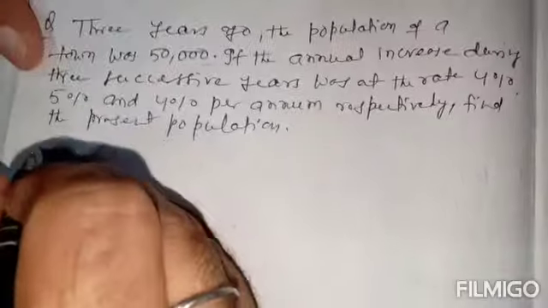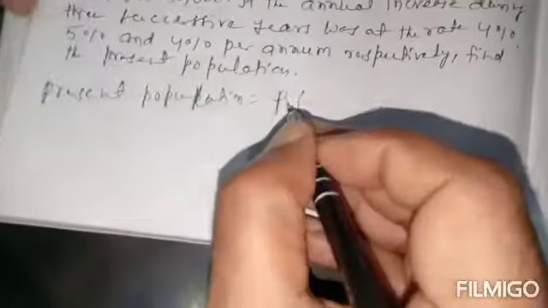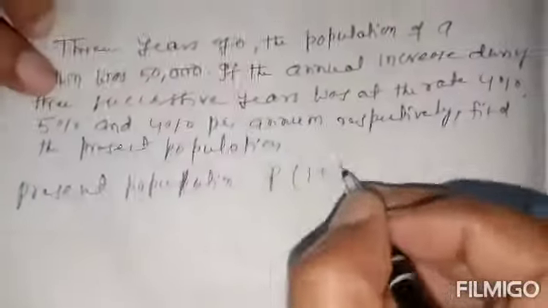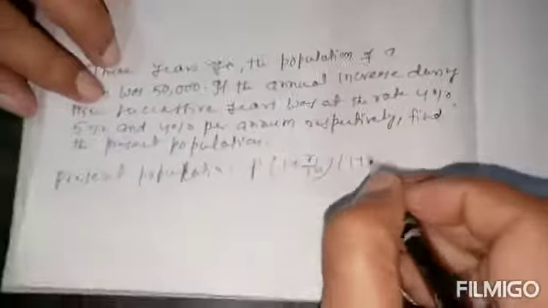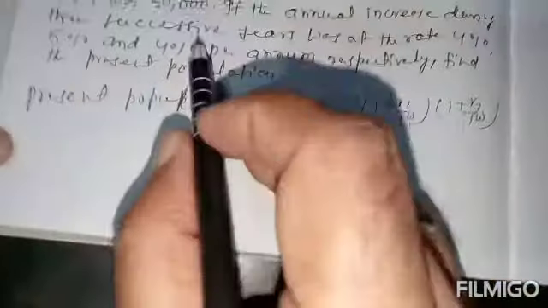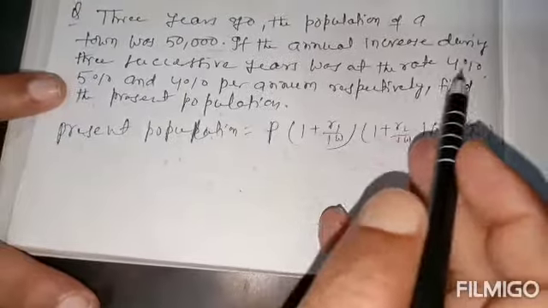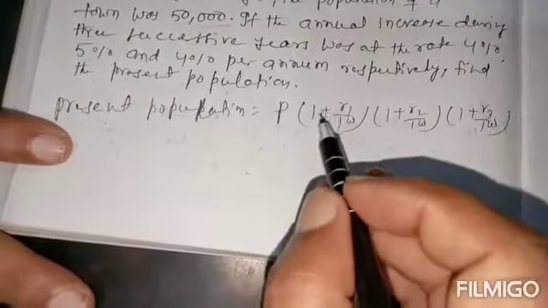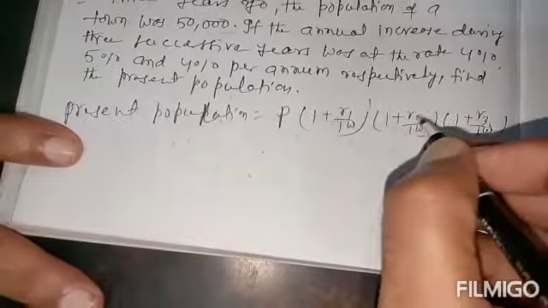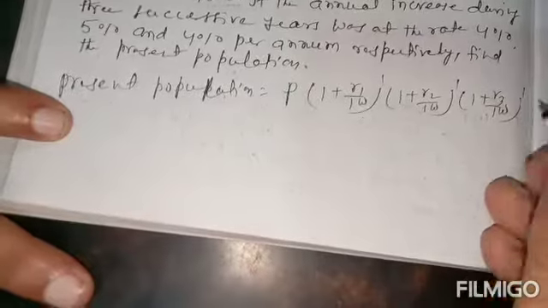So present population is equal to P, where P denotes the previous population, times (1 plus R1 by 100), (1 plus R2 by 100), (1 plus R3 by 100), because growth is not the same in every year. So we take 1 plus R1 by 100 for the first year, 1 plus R2 by 100 for the second year, and for the third year also 1 plus R3 by 100.